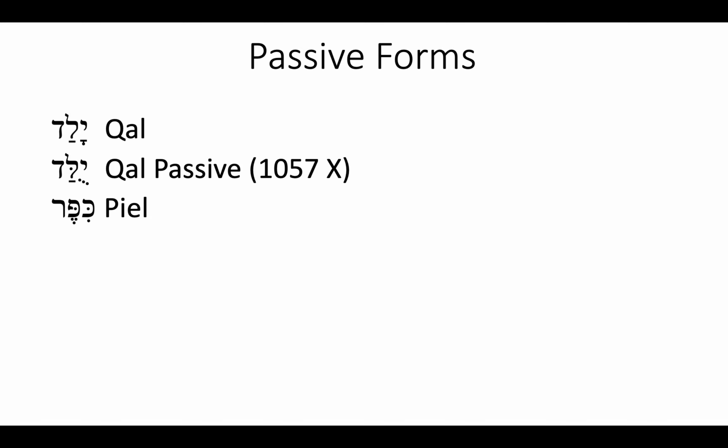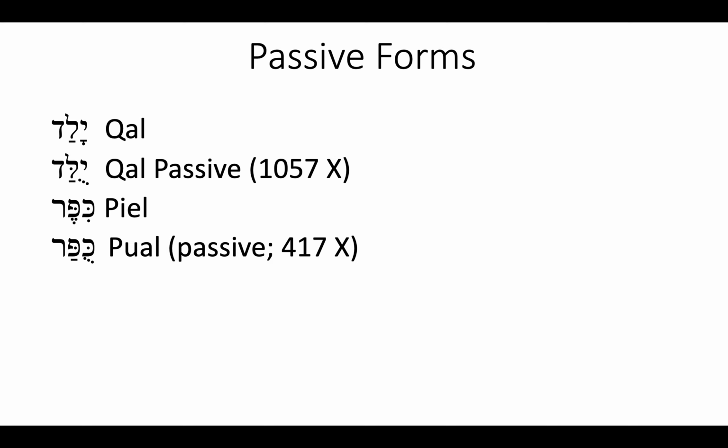So we have a Piel verb that I don't think we studied specifically in terms of vocab, kipper. Yom Kippur comes from this verb root, and it means to cover. So kipper is to cover. And kuppar in the Pual means to be covered. So this is the passive form.